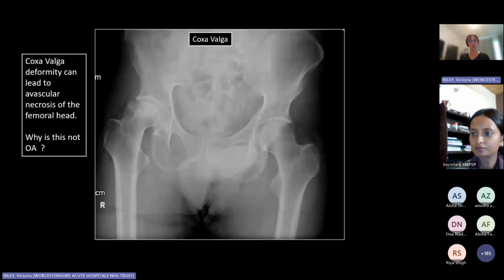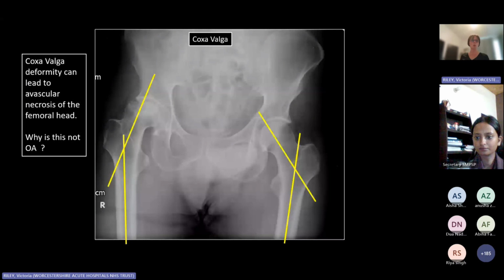So again, this is going to change that load distribution into that femoral head and neck. If I draw my lines, I can see that again, that angle is going to be over 135 degrees. This is more like 150. Now look at our right femoral head. How do I know that that's not osteoarthritis? Because I've got articular sclerosis, I've got lucency within my femoral head, but actually the joint space is normal. There are no findings within the acetabulum.